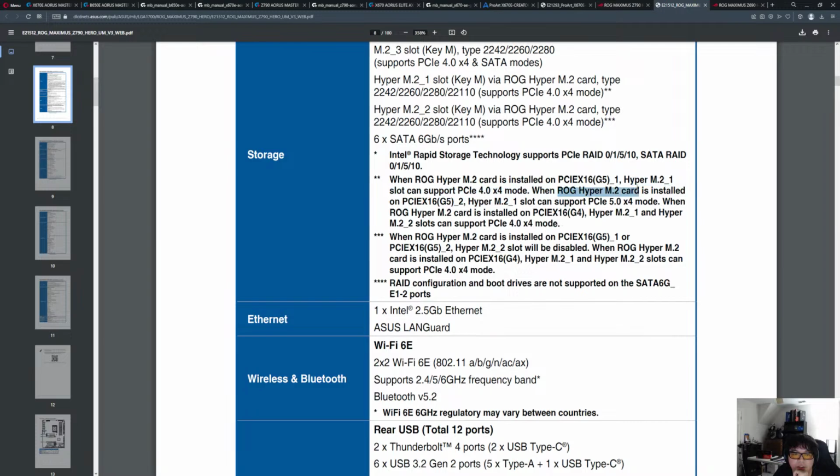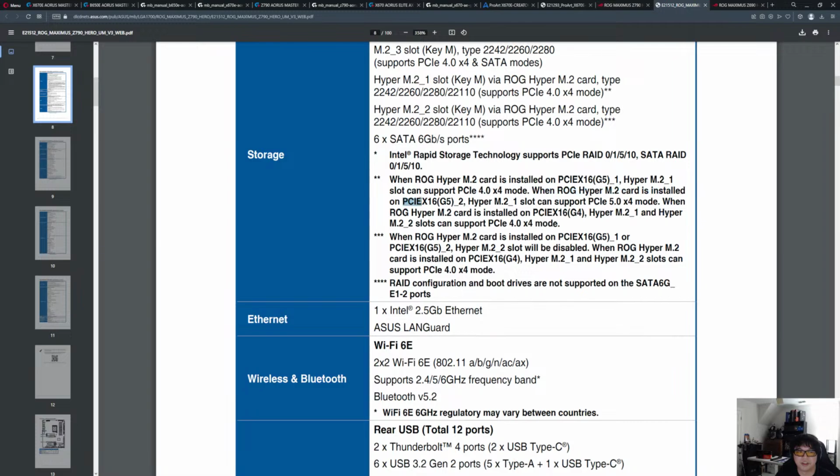When the Hyper M.2 is installed in... Why does it keep saying... Are these the things on the card itself? Oh, no. These are the slots. Yeah, that's the top slot. This doesn't make any sense. When it's installed in the top slot, it should be doing Gen 5, not Gen 4. I think this is a mistype. It has to be.